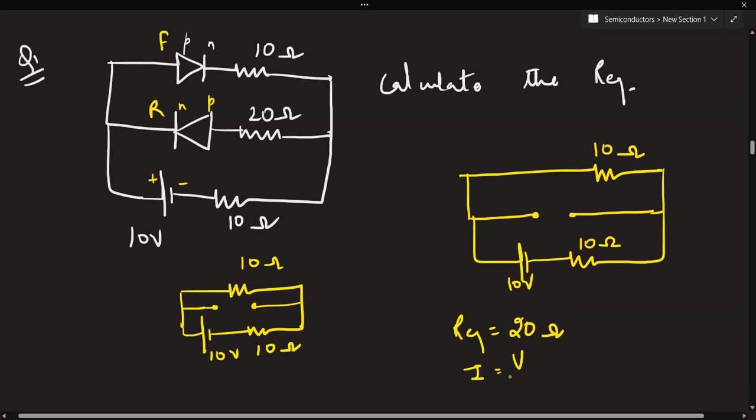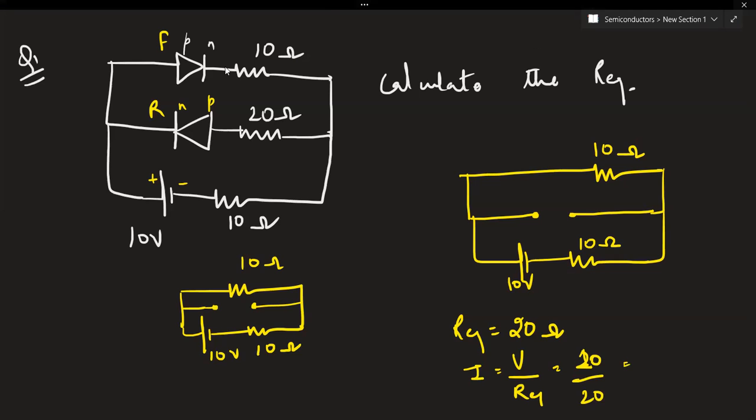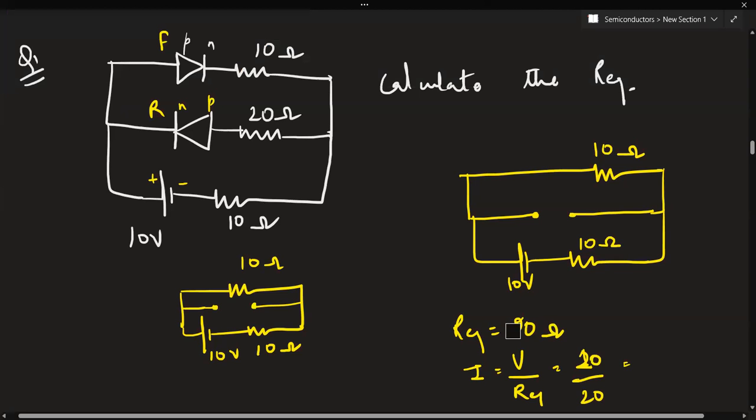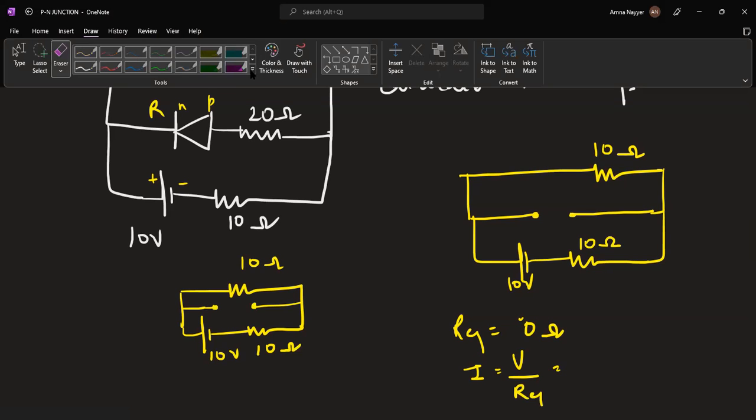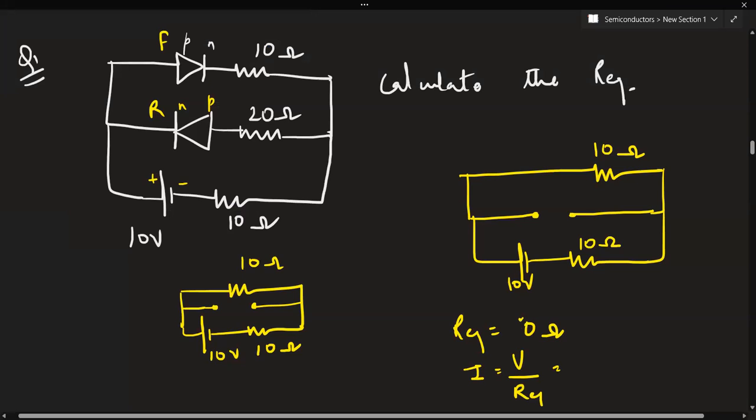You know the voltage and you know the resistance. The voltage is 10 volts, and the equivalent resistance is 20 ohm, 10 plus 10 ohm. So the current will be 10 by 20, which is 0.5 ampere.